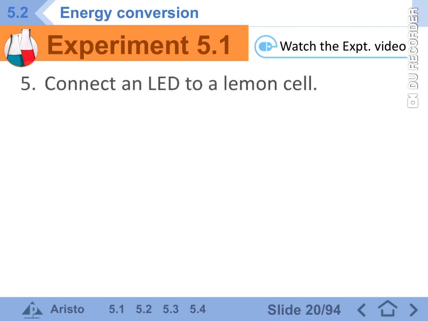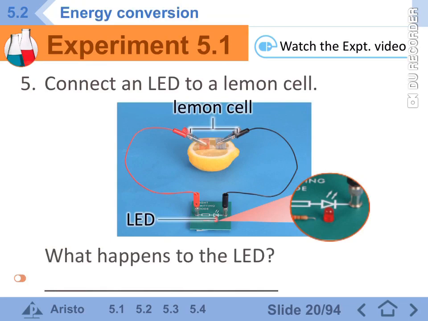And in the next part, here we have a lemon. It's connected with metals, one of them the copper metal and the other one nickel. You will learn that later on in Form 2 and Form 3. So when you connect those to an LED light, what will happen to the LED? It will light up, because there's some energy being generated.